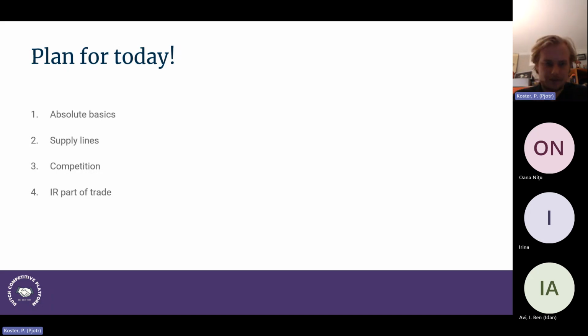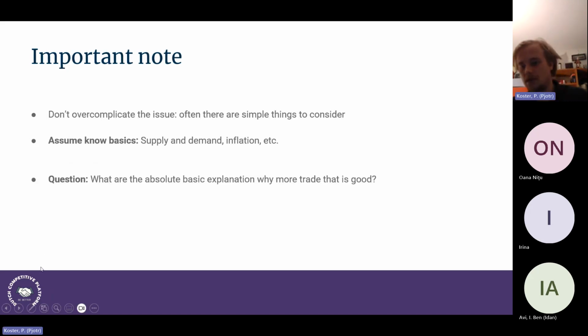This all in all should be finished relatively quickly, and it's going to be somewhat interactive. Maybe not as interactive as other workshops, because sometimes you just need to hear how to work out an economic argument, and then you can just steal the analysis and use it for yourself. But there's still going to be some questions and exercises along the way. So, an important note immediately: don't overcomplicate the issue. Oftentimes there are very simple things you can consider within trade. And again, I assume that you know the basics.